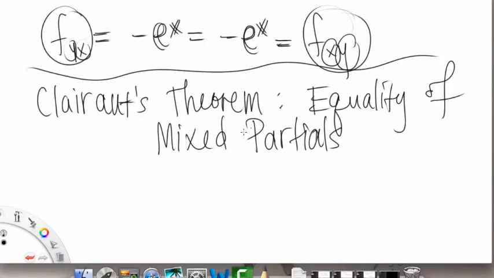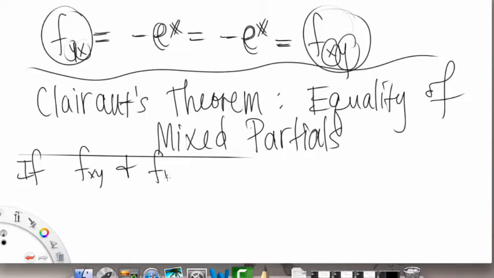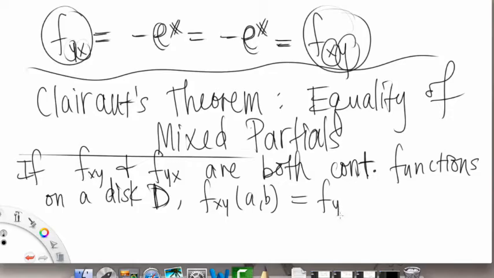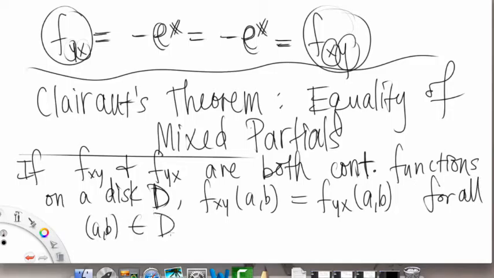The name kind of says it all, but the overview is that if f sub xy and f sub yx are both continuous functions, they can't be discontinuous because that throws a wrench into everything, on a disk D, which is just a technical qualification, and usually you'll see that they're all continuous, then f sub xy at some point (a, b) is going to equal f sub yx at that same point. This is for all (a, b) in D.